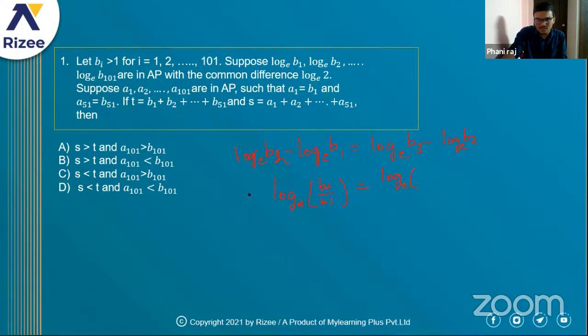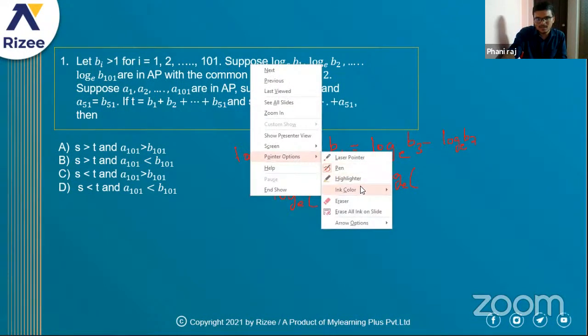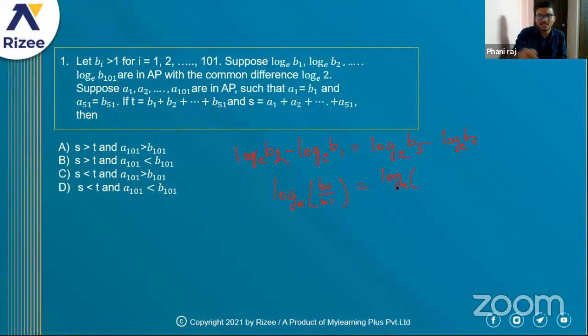Okay, I think this is not so clear, right? 1 minute, let me change the ink color to white. Yeah, I think now it's okay. Yeah, now it's much more clear.